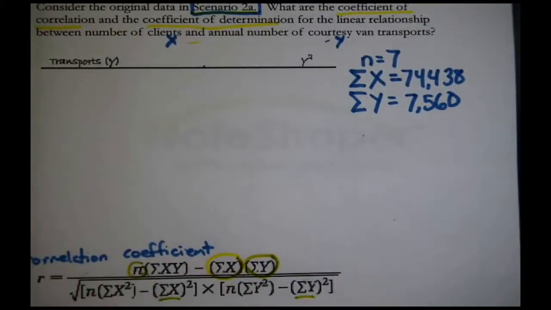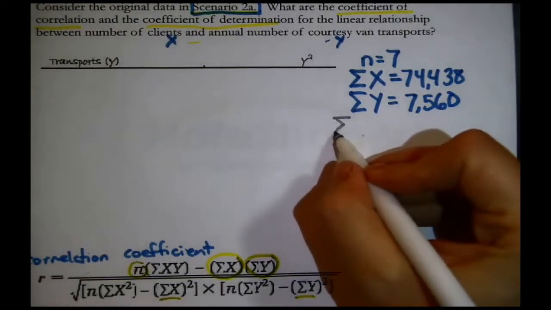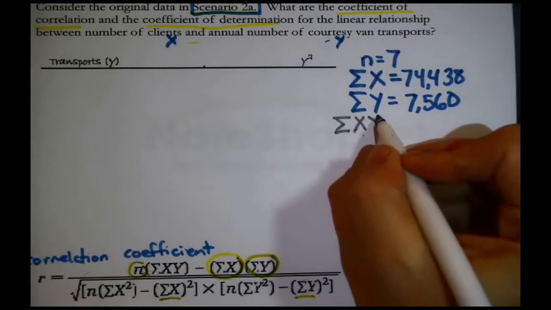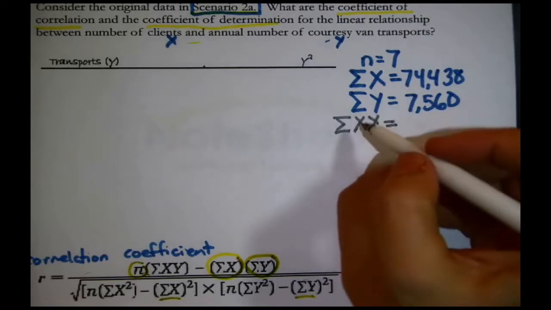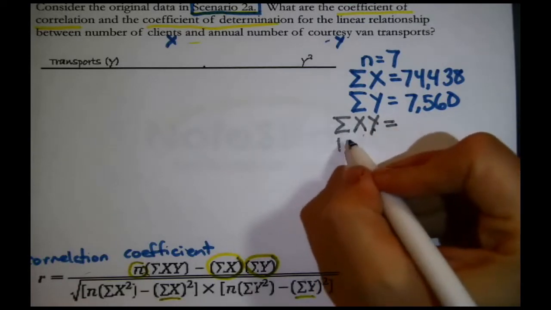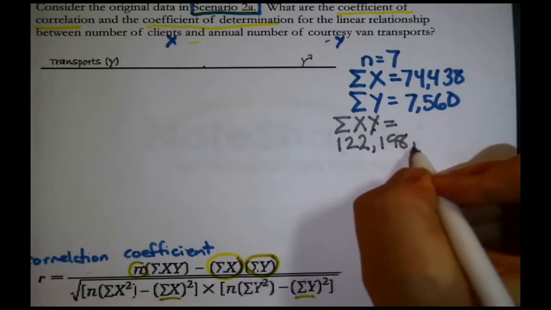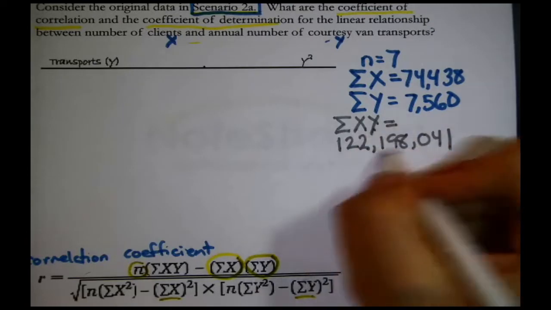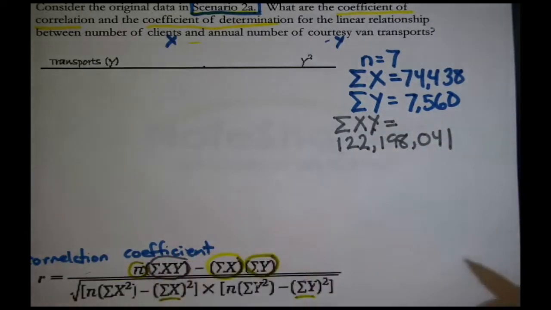Now, also from last time, might as well save ourselves some work. We calculated the sum of X times Y, meaning multiply each number of clients by the number of van transports they requested and then add everything up. We got a rather large number, 122,198,041. That's work we did last time, and that would be helpful this time because that's right here.